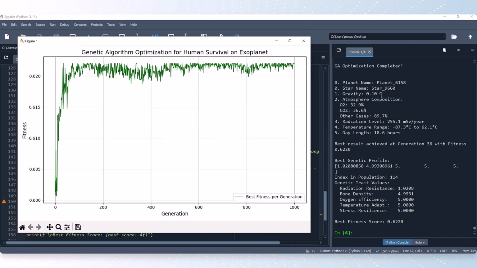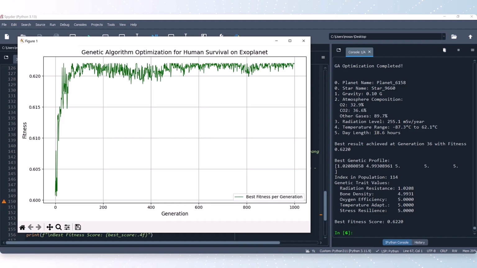The gravity is very low, 1/5 of the Earth's. Atmosphere composition, we have about 32% oxygen, way more than the first one. Carbon dioxide 36%, and 89% other gases, which is not good. So a lot of mutation is needed here. As we can see for the second one, around 5 happened. And the radiation level is 255 mSv per year, and the temperature range is -87 to 62. So basically we have a cold and warm environment. Day length is 80 hours, which is good.